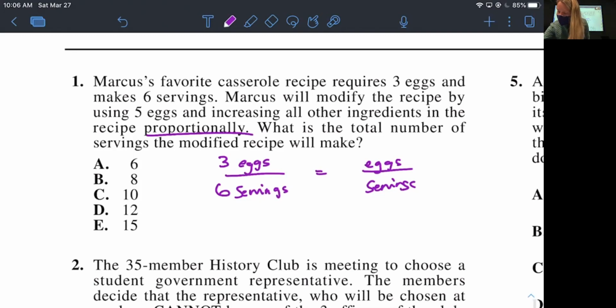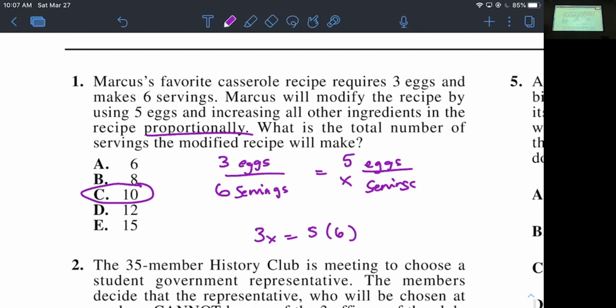So 5 over x. And in a proportion, you can just cross multiply. So 3 times x equals 5 times 6. 5 times 6 is 30. So 3x equals 30. What is x going to be? 10. This one was a little bit more straightforward because a lot of you guys probably saw the relationship. If 3 eggs made 6 servings, the number of servings is just double the amount of eggs. So some of you guys probably just jumped straight through to 10.